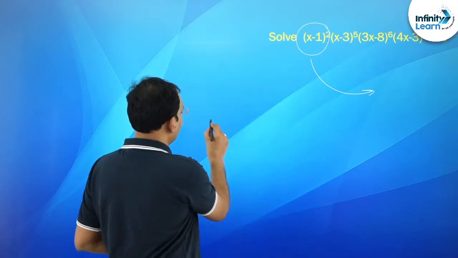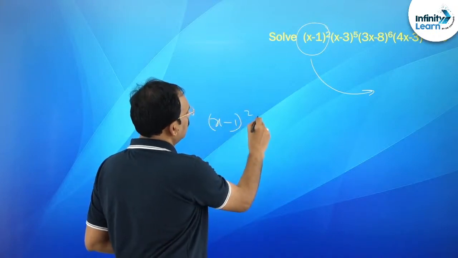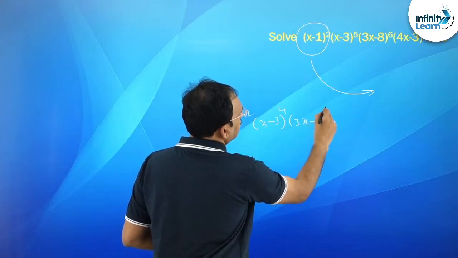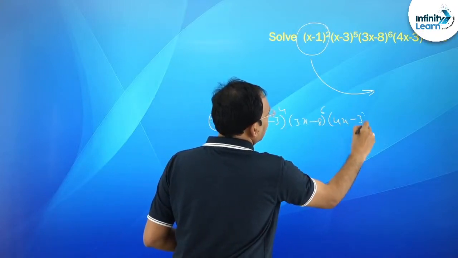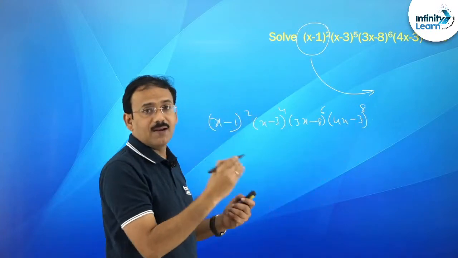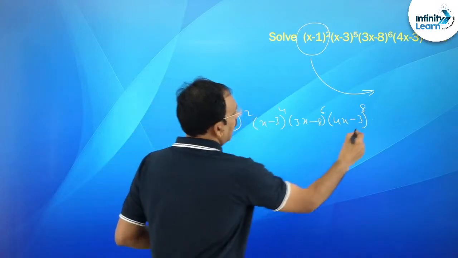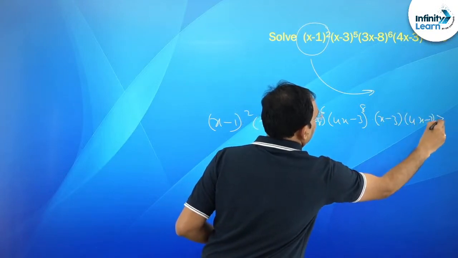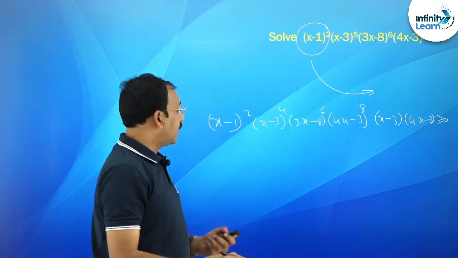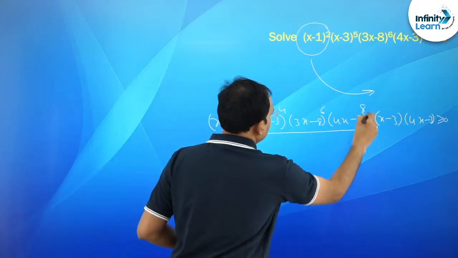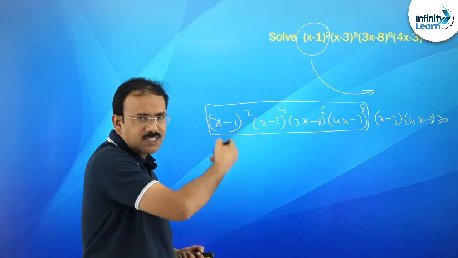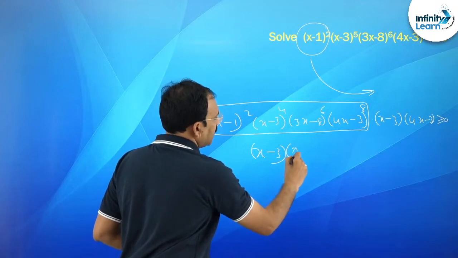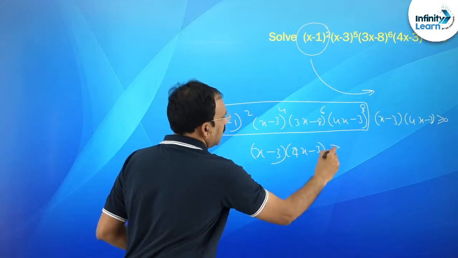So what I do is, friends, x minus 1 whole square into x minus 3 whole power 4 into 3x minus 8 whole power 6 into 4x minus 3 whole power 8 into, I made all the powers even, then I am left with x minus 3 into 4x minus 3 greater than or equal to 0. Now all these are, you see, either 0 or positive, send that side. You are going to get a simple inequation, x minus 3 into 4x minus 3 greater than or equal to 0.